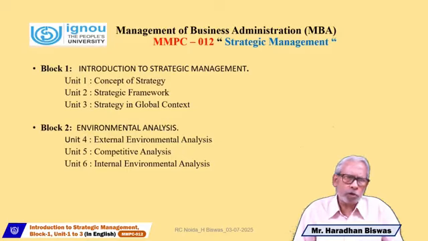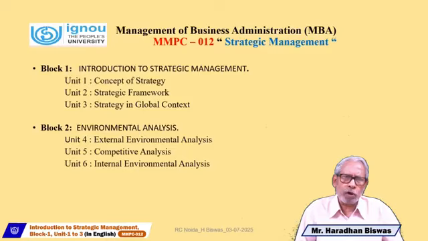Coming to block number 2, that is environmental analysis, where before you start a business or adopt any strategy, you have to see what type of environments there are. Both the internal and external parts have to be considered. Again there are 3 units, unit numbers 4, 5 and 6. Unit number 4 is the external environment analysis, where you have to see the external forces and factors, and how to analyze them keeping in view the objectives of the company.